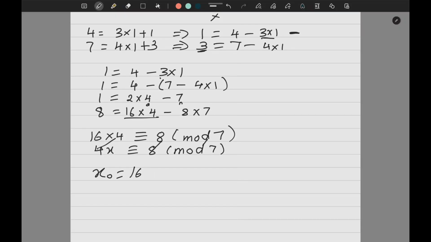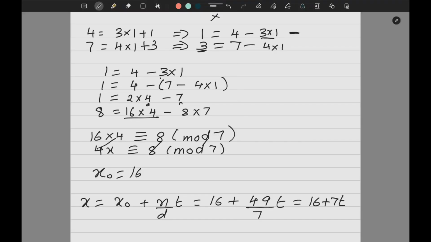How to write the general solution? X is equal to x naught plus n by dt. So 16 plus, what is your n? You go back to your original equation, and what will be your n in that case? 49 upon 7t. So 16 plus 7t. So what are the different values of x? If you put t is equal to 0, 16. Okay, t is equal to 1, then 16 plus 7.